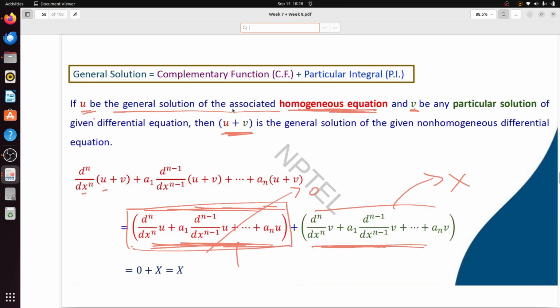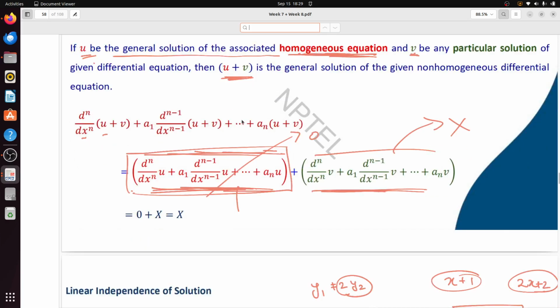Let u be the general solution of the associated homogeneous equation and v be any particular solution of the given differential equation, then u plus v is the general solution of the given non-homogeneous differential equation. This is just a schematic illustration of that fact. Since u is a solution of the homogeneous equation, you will get 0, and for the particular integral you will get X, so if you operate the operator on u plus v, you will get 0 plus X equal to X.